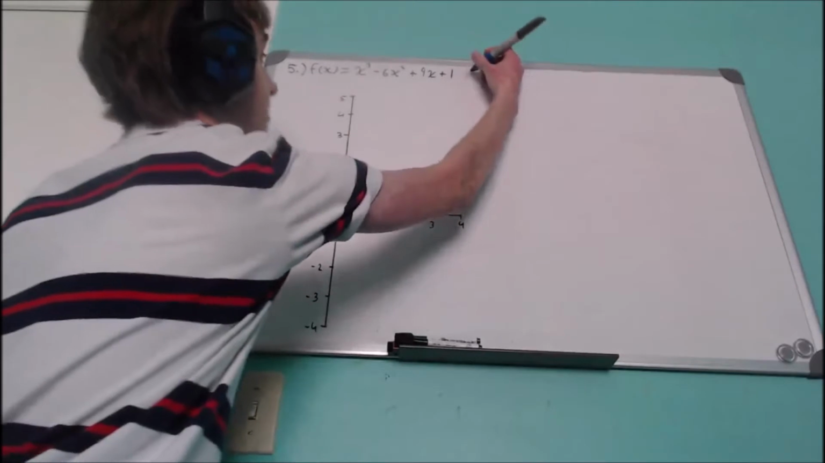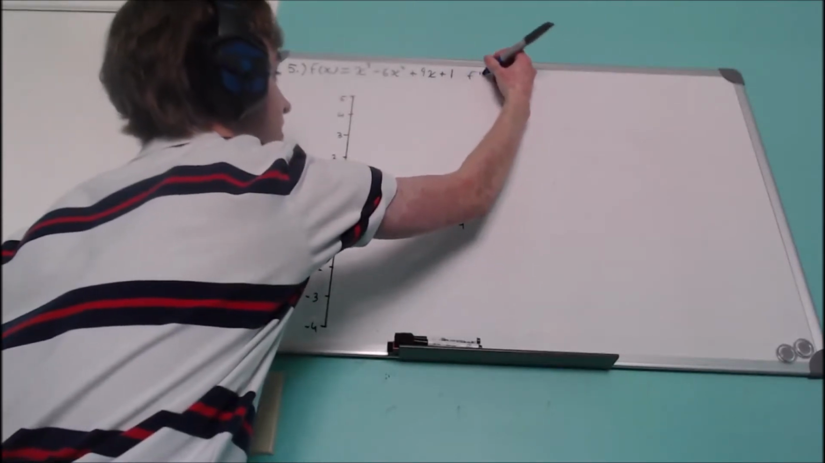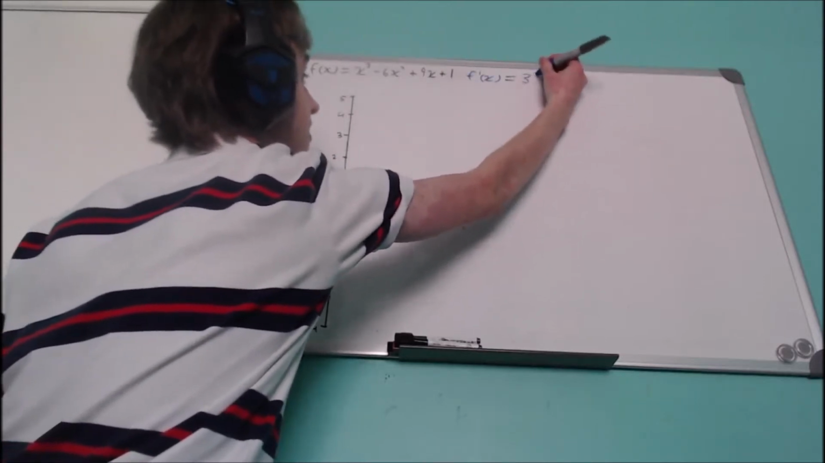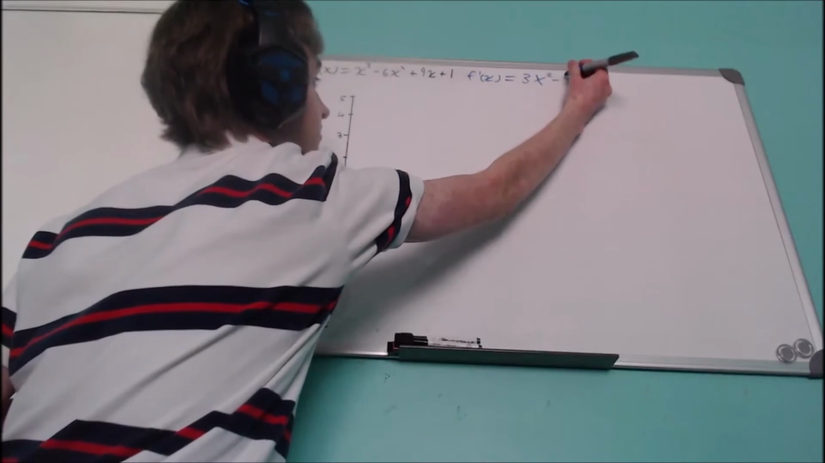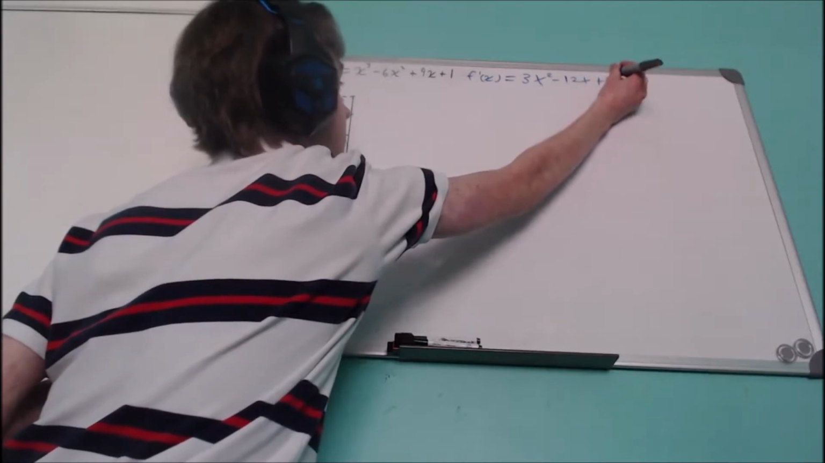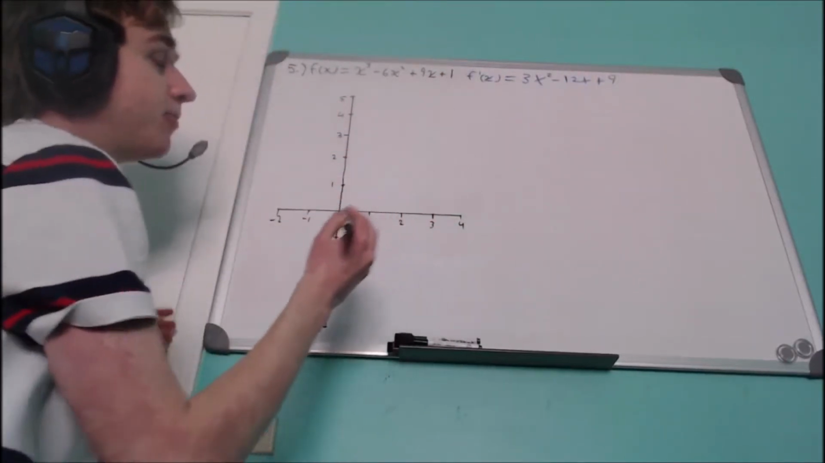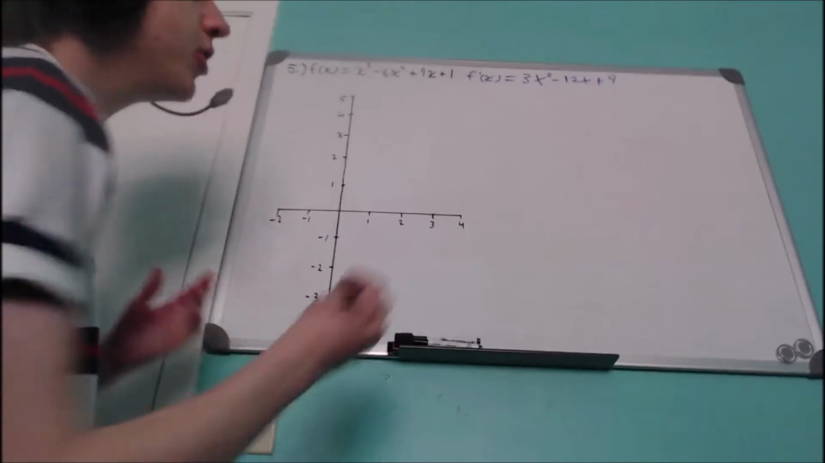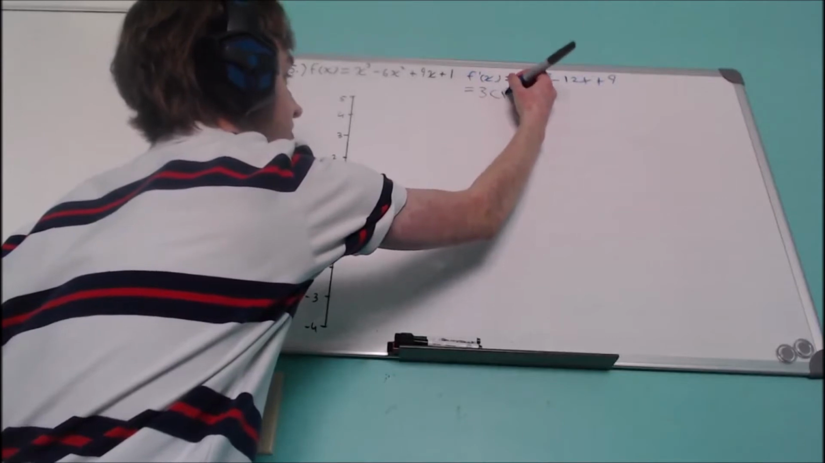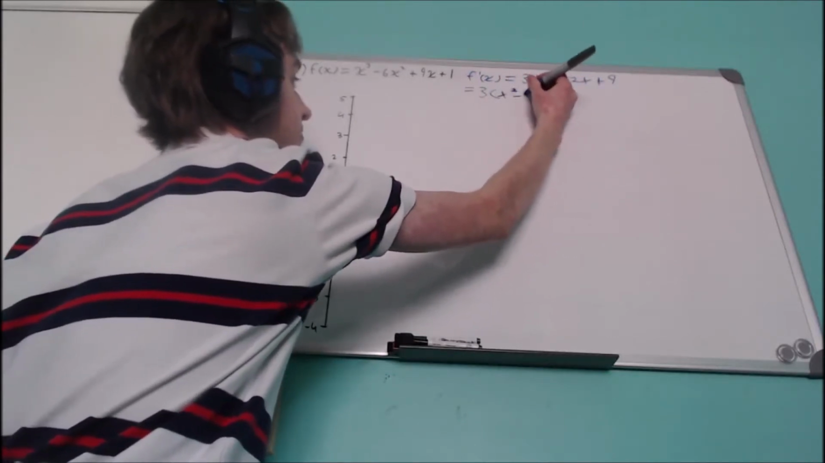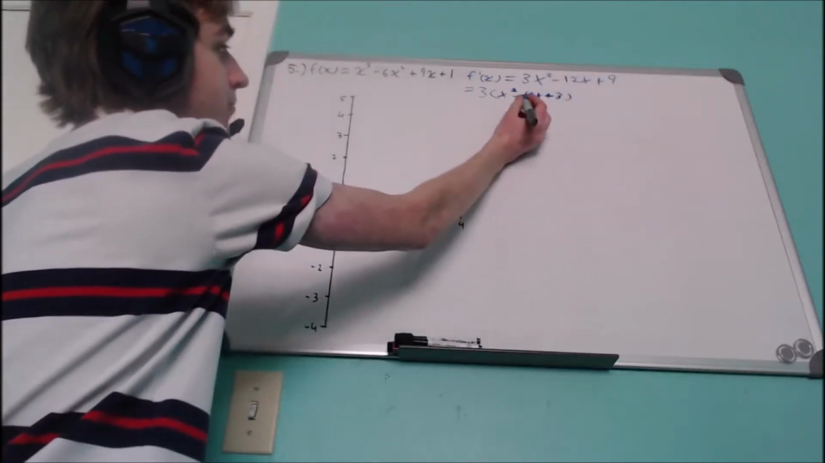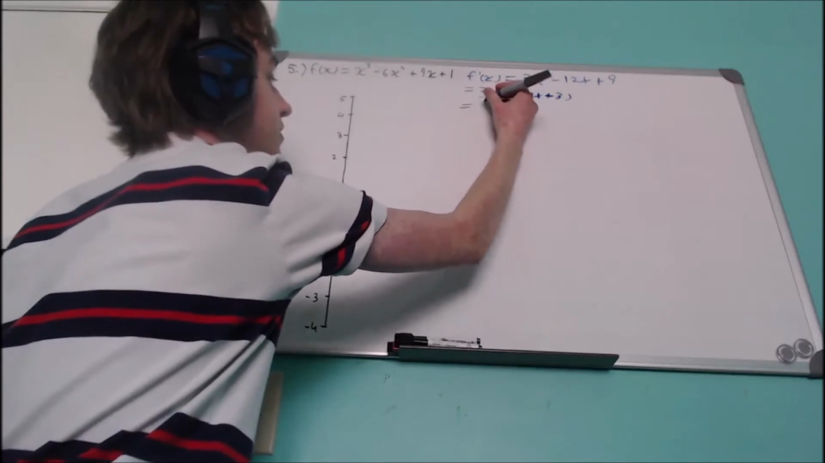So let's find the derivative. We know f prime of x equals 3x squared minus 12x plus 9, right? That's the derivative of that. This is a quadratic now, so we can factor it. Let's factor the 3 out first to make it easier: x squared minus 4x plus 3. Okay, and then we can factor this, and it becomes 3.